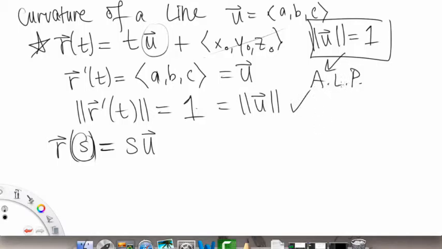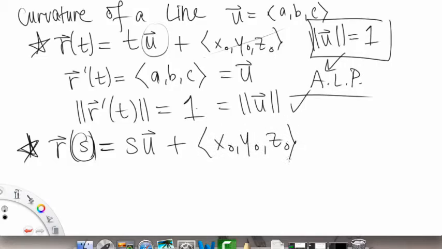So we could just deduce that it's already an arc length parameterization, so you don't really need to do anything to solve for our new arc length parameterization. We just replace it with s, okay, wherever you see a t. So then we have this, right? And now we're just going to expand it out, I guess you could say. So we're going to plug in s times a, b, c plus x naught, y naught, and z naught.